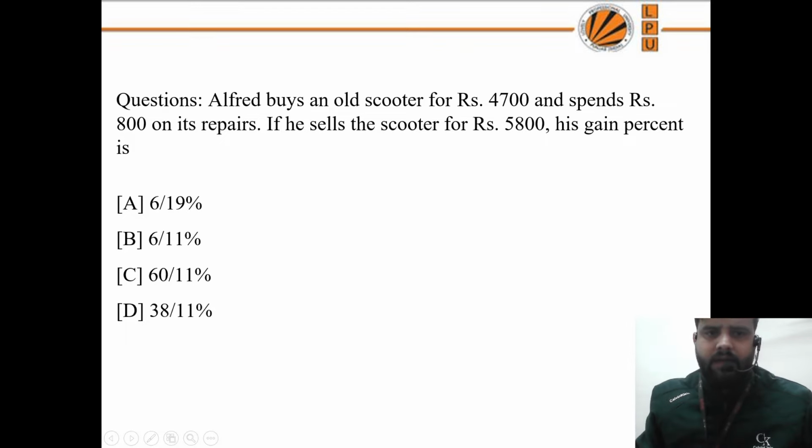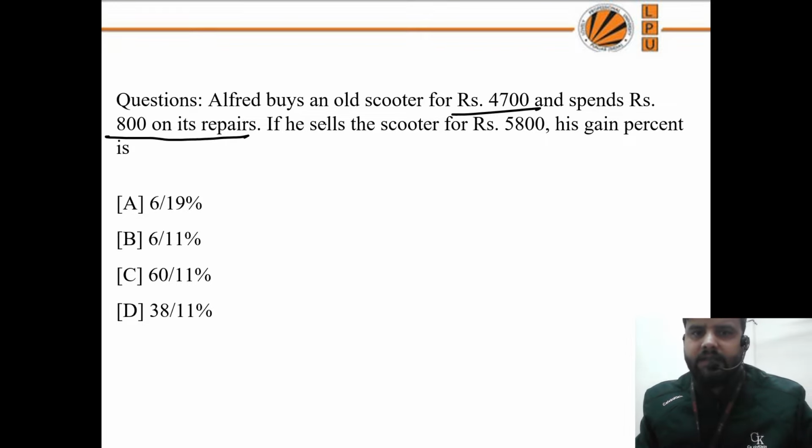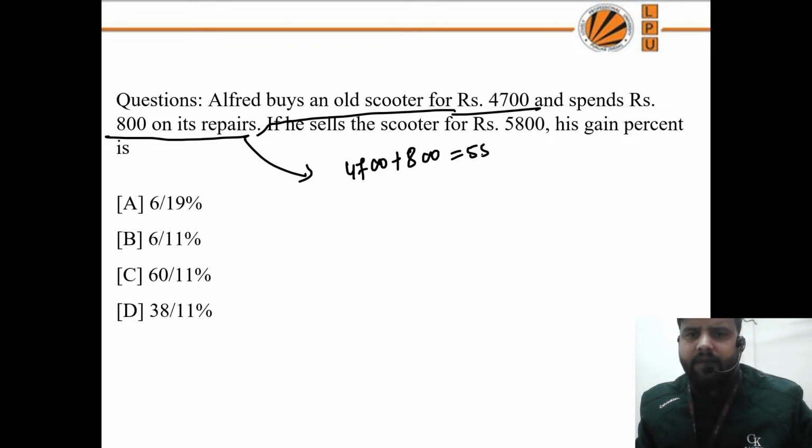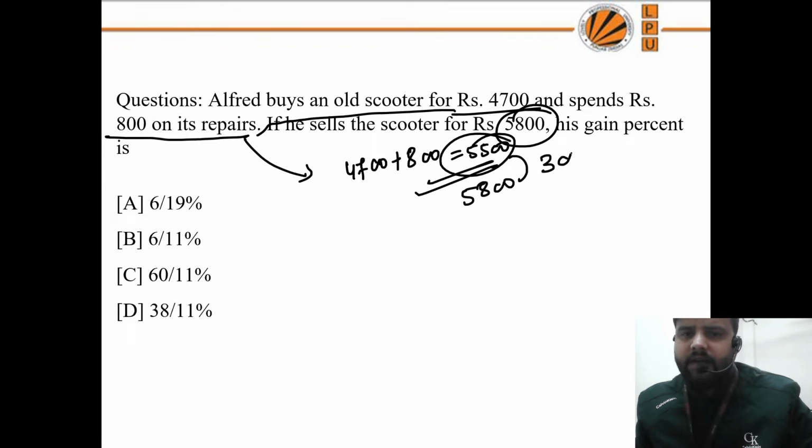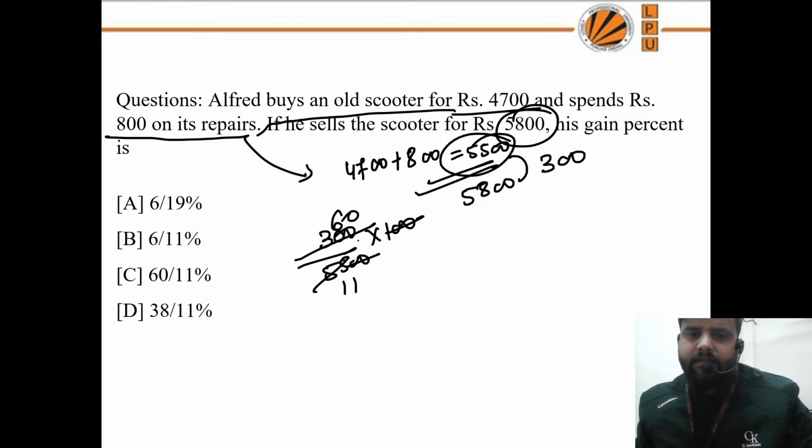It's a simple question. Alfred buys a scooter at 4700 and spends 800 on repairs. So it means the total cost to Alfred for this scooter was 4700 plus 800, which will give you 5500. It was the total cost he paid for this scooter. Now he is selling for 5800, which means there is a profit of 300. Now this profit is over 5500. So when you convert it into percentage, it is 300 by 5500 times 100, so your answer for this question is 60 by 11 percent.